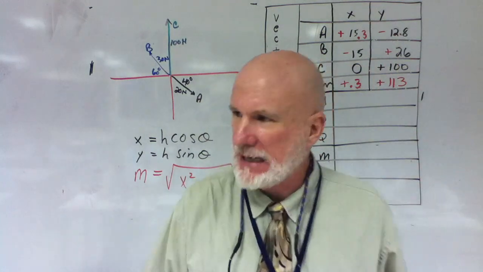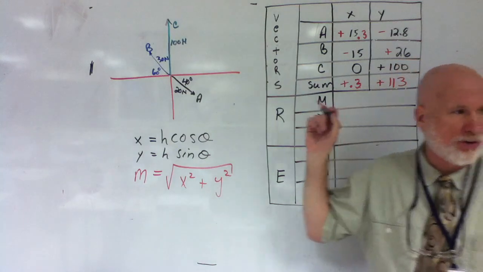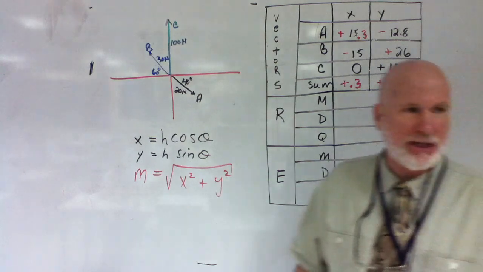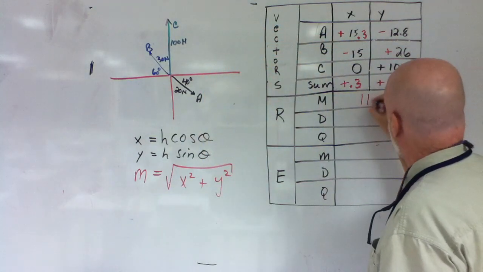Excellent, well done. Okay, so what is the square root of 0.3 squared plus 113 squared? 113. That's close enough.